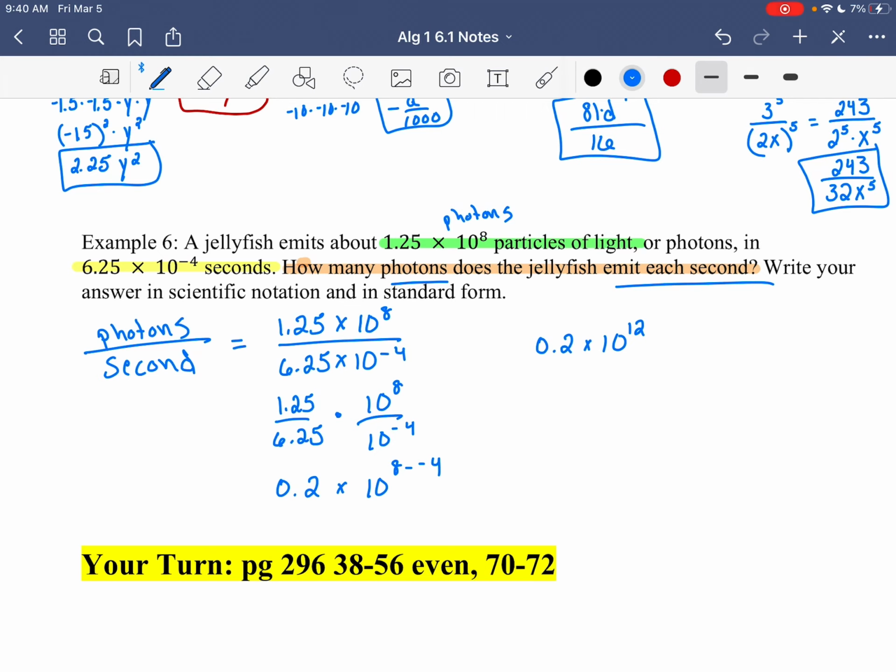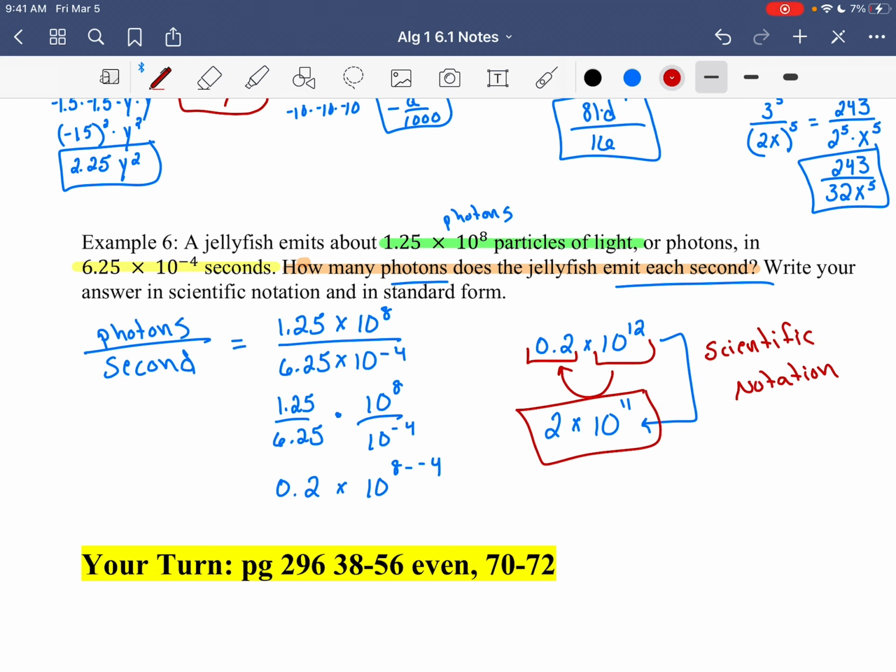Okay. The only thing we need to change is if we know from science, this number shouldn't be 0.2, okay? So I'm going to need to make this one place larger. Let's think of it as, I'm going to take one of these 10s and multiply it by that to make this one just a straight up 2. So then now I'll have 10 to the 11th. 0.2 times 10 to the 12th is the same as 2 times 10 to the 11th. That's just knowing what we know about scientific notation. Okay, I believe you should have discussed that in physical science already.